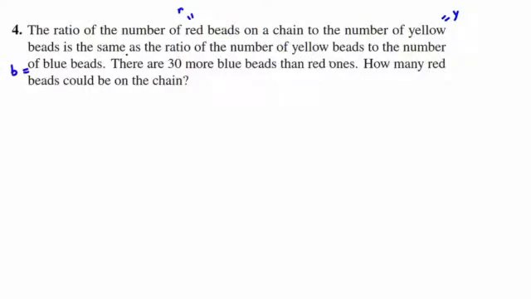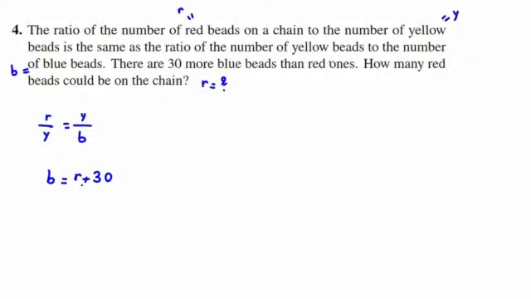Then let's write the sentence in mathematics. The ratio of number of red beads on a chain to the number of yellow beads is the same as the ratio of number of yellow beads to the number of blue beads. The first thing, there are 30 more blue beads than red ones. Okay, so R plus 30 equal to B. And how many red beads could be on the chain? So R is what?